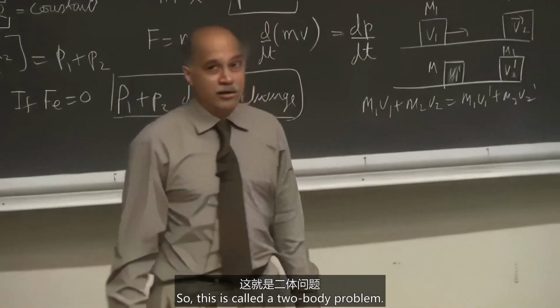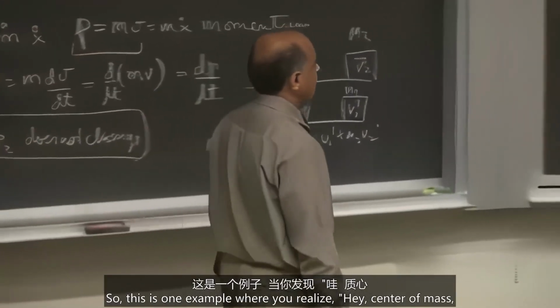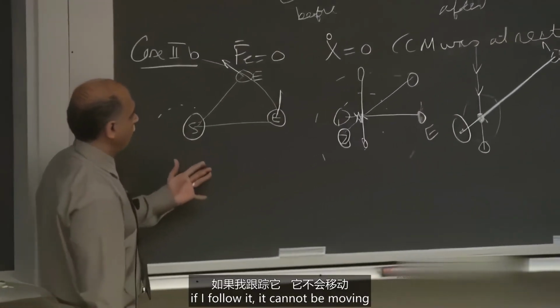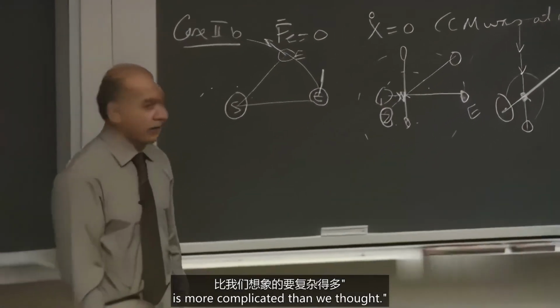So this is called a two-body problem. This is one example where you realize, hey, center of mass, if I follow it, it cannot be moving, and therefore the actual motion of planets is more complicated than we thought.